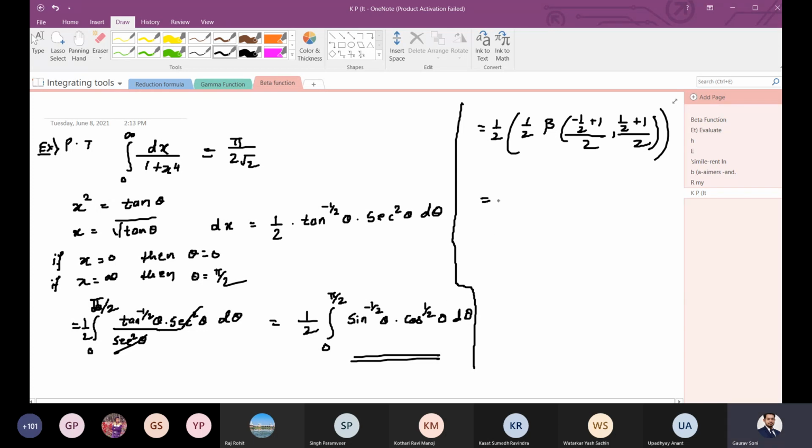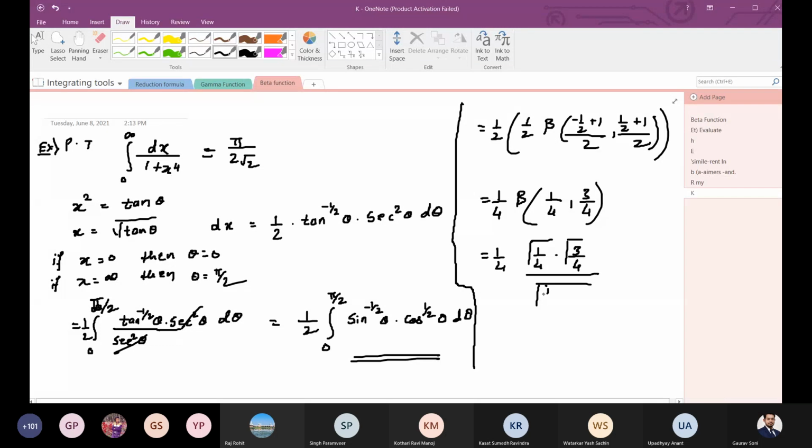So this is equal to 1 by 4 beta of 1 by 4 comma 3 by 4. What is the formula? 1 by 4 gamma of 1 by 4 into gamma of 3 by 4 upon gamma of 1 by 4 plus 3 by 4. See that the denominator is 1. So gamma of 1 is 1. What about the numerator? How can you find this?